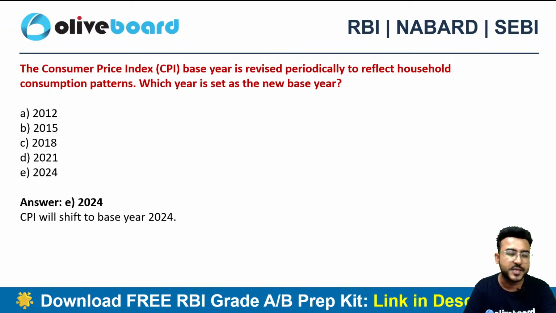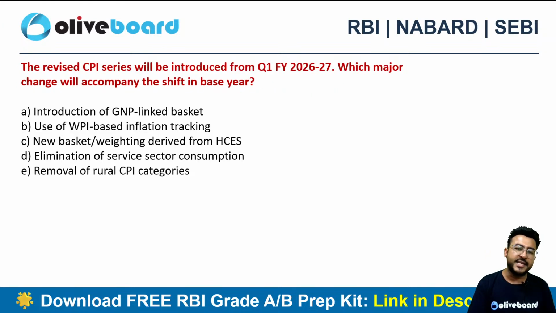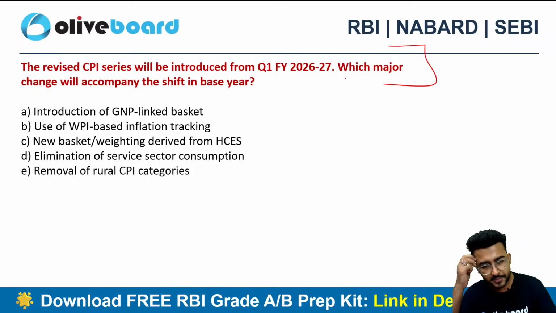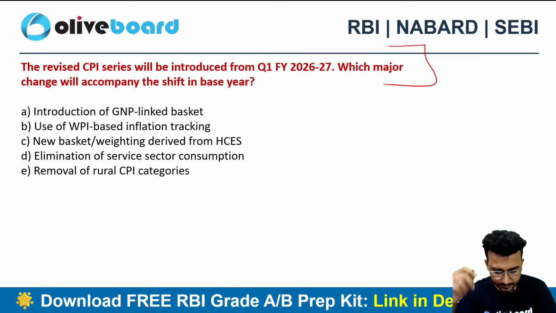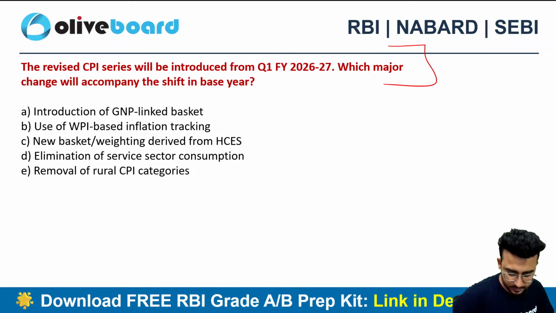Option E, 2024. Next one, the revised CPI series will be introduced from Q1 of financial year 2027. Which major change will accompany the shift in the base year? Can you tell me the major change here? What will be the major change here?